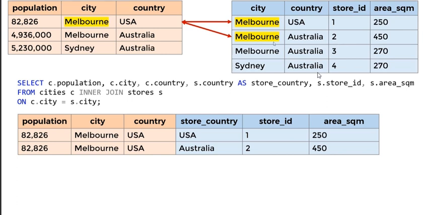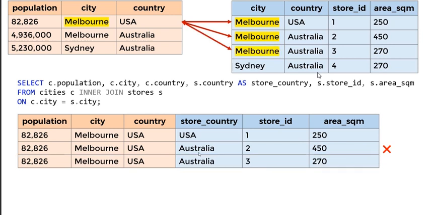Now Melbourne USA also gets joined to Melbourne for store ID 2. However, notice that store ID 2 is actually in Melbourne, Australia, so it is incorrect to join these two rows, and we can see that the country and the store country for this match have different values. Next we have Melbourne USA joined to store ID 3. This is also an incorrect match as the countries are different.